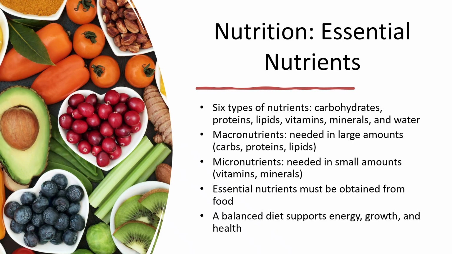There are 6 types of nutrients: carbohydrates, proteins, lipids, vitamins, minerals, and water. Macronutrients, carbs, proteins, and lipids, are needed in large amounts. Micronutrients, vitamins and minerals, are needed in small amounts. Essential nutrients must come from food, and a balanced diet supports energy, growth, and health.